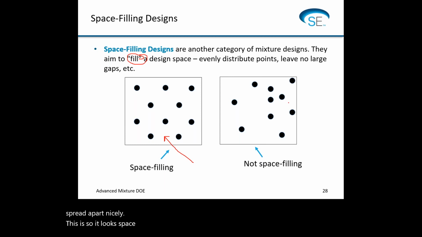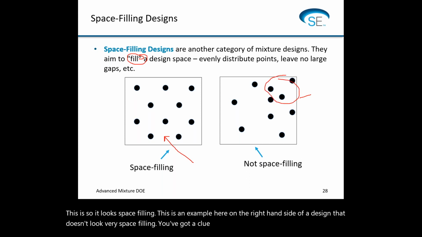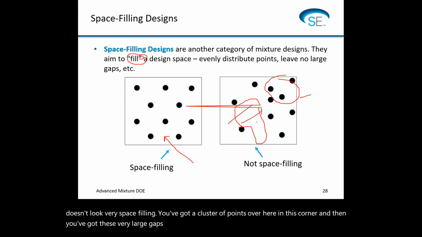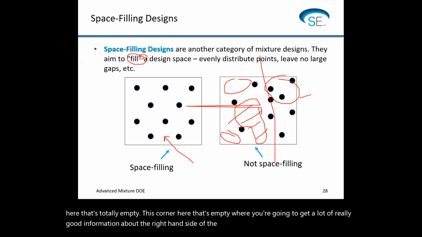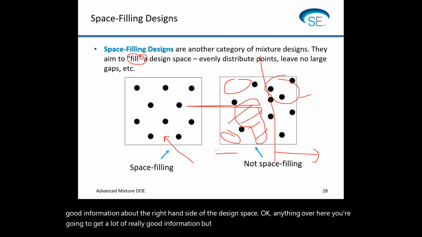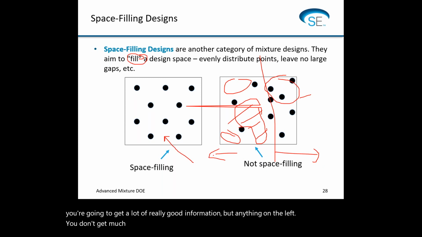This is an example here on the right-hand side of a design that doesn't look very space filling. You've got a cluster of points over here in this corner, and then you've got these very large gaps here in the middle, and this corner here is totally empty, this corner here is empty. Anything over here, you're going to get a lot of really good information, but anything on the left, you don't get much information about what's going on over there.